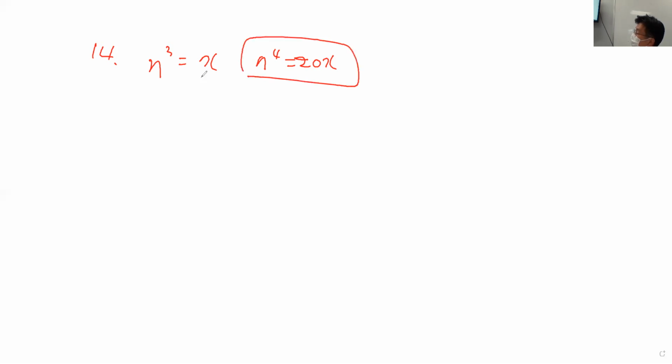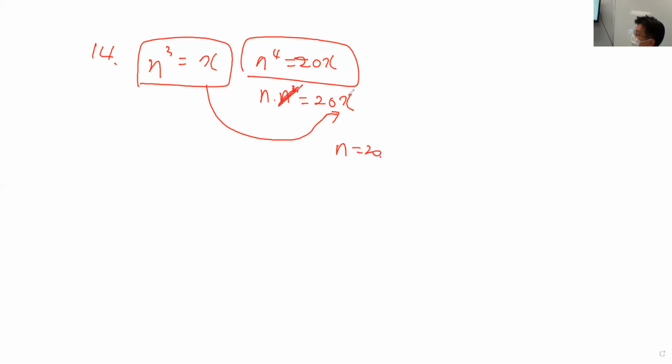Okay, let's go to number 14. I didn't get this one. So n cubed equals x, n to the 4th is 20x. And then what is x? So if you think about this one and then this one, n to the 4th means n times n cubed. That is 20x. And as we know, this one is x, then you plug into this one, then basically we can simply think that n is 20, right? Because this x goes away, right?